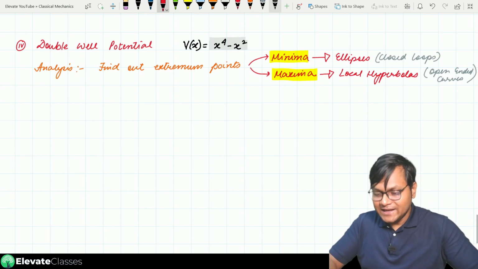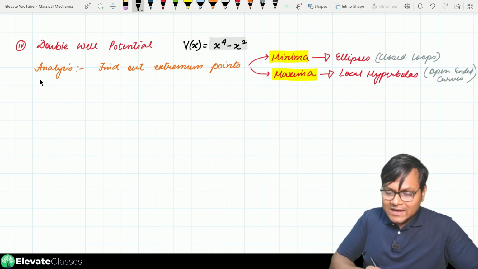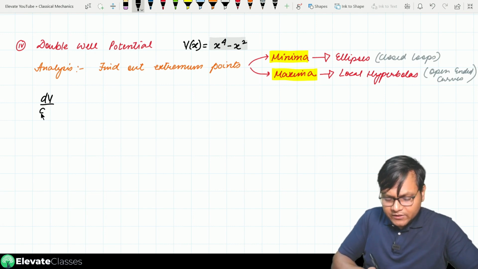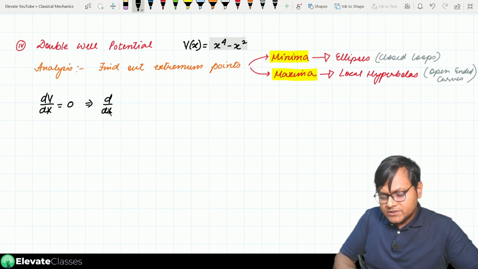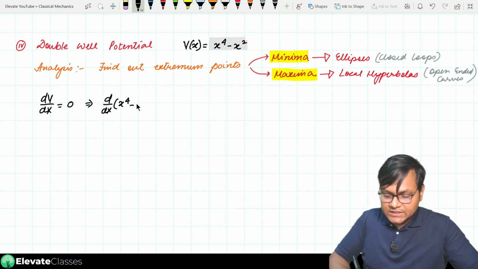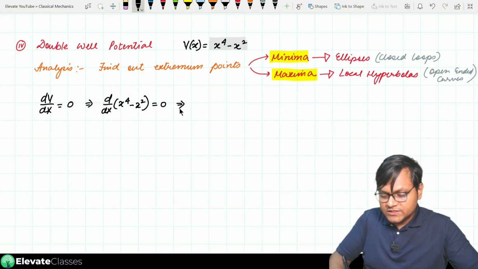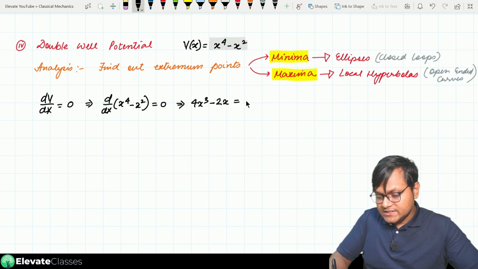How can we do that analysis here? To do that analysis, I want to find out the extremum points. So for this, what will we do? We will take a derivative. dV/dx is equal to 0. So d/dx of x to the power 4 minus x square is equal to 0. This becomes 4x cube minus 2x is equal to 0.